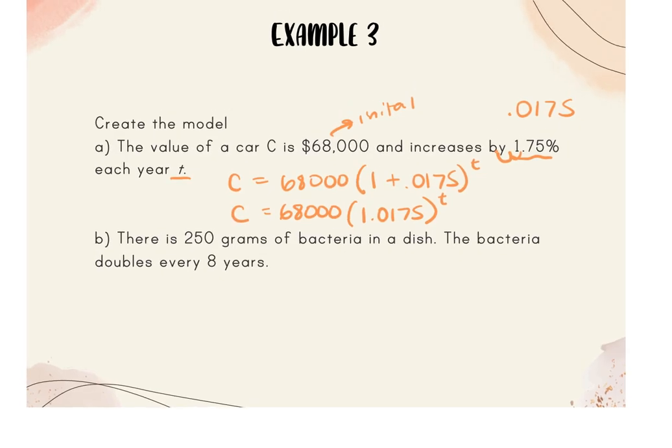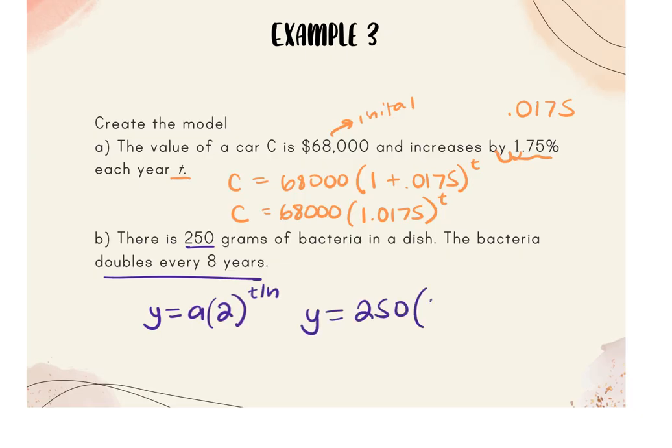All right, B, there's 250 grams of bacteria in the dish, sorry, 250 is your initial amount. The bacteria doubles every 8 years. So the double would be y equals, because it doesn't give us a variable this time, your initial amount times 2 raised to the t over h. So y equals, our initial is 250 times 2, t is the one that stays your variable, and h is the number of years it takes to double, which would be 8.